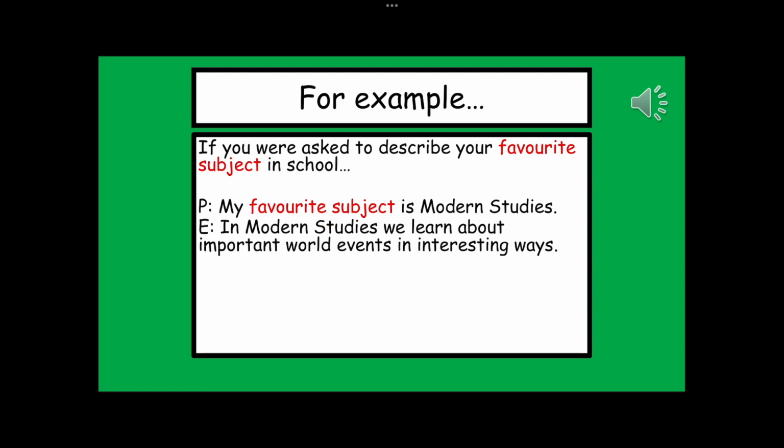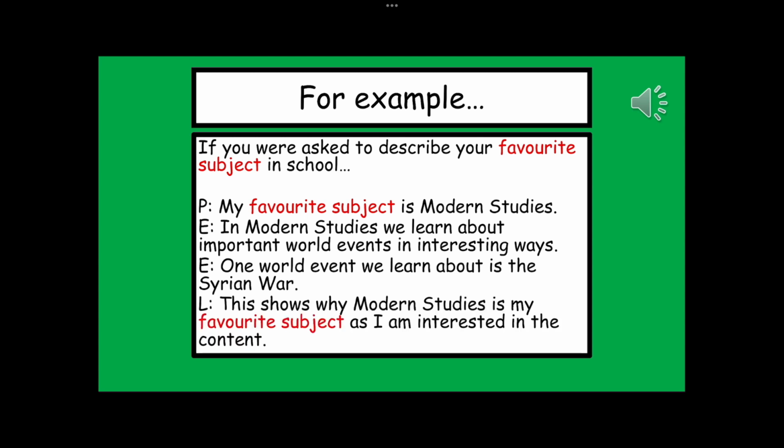Going on to the explain, we're expanding that a little bit, we're opening that up a little bit. So we're saying in Modern Studies, we learn about important world events in interesting ways. Alright, so you've explained then your point, which is that your favourite subject is Modern Studies. An example could be that one world event we learn about is the Syrian war. Then to link that back to your question, you would say, this shows why Modern Studies is my favourite subject, as I am interested in the content. Now notice again here in our link that we have used the same language as the question and in our point. So as you see in the question, there is favourite subject. In our point it says.